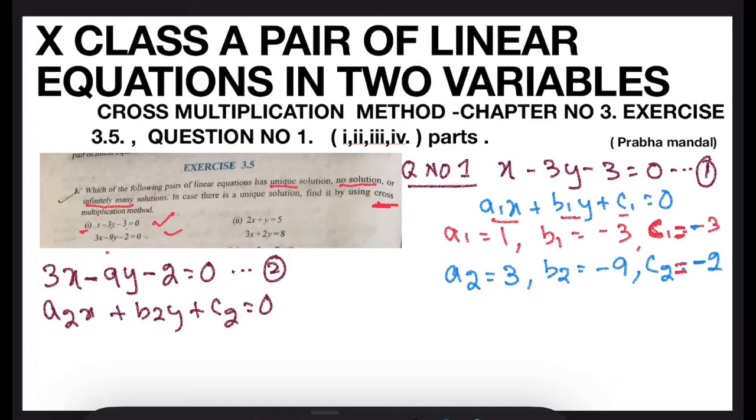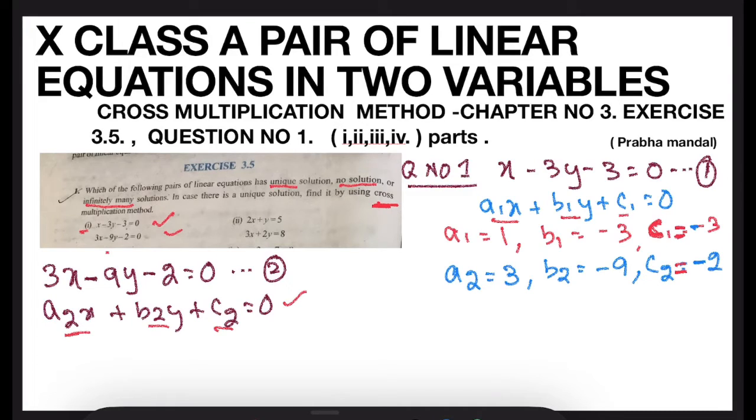Similarly, the second equation is 3x minus 9y minus 2 equals 0. This is also in standard form, so we need not convert it, but we have to compare it with the general equation a2x plus b2y plus c2 equals 0. Now we compare this with the second equation to find a2, b2 and c2.